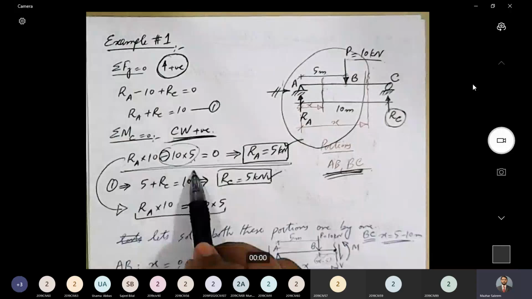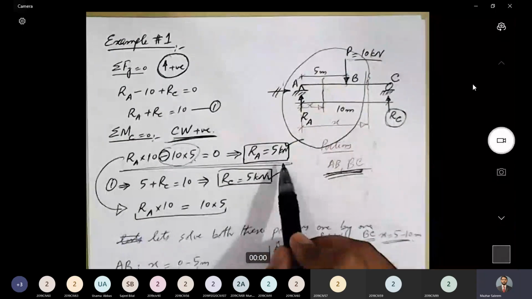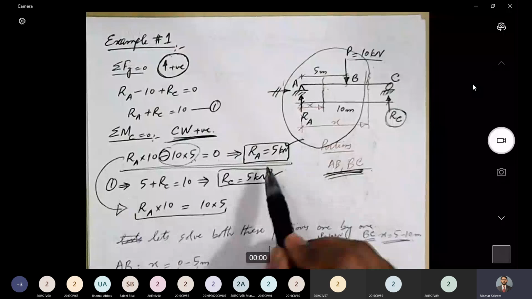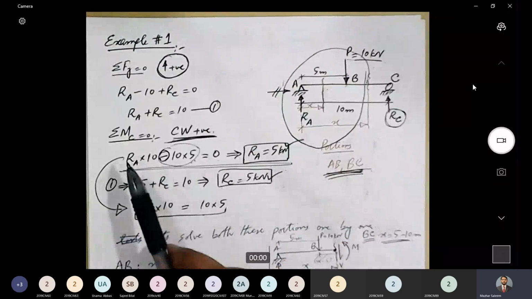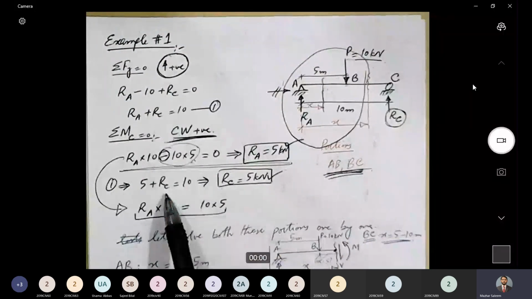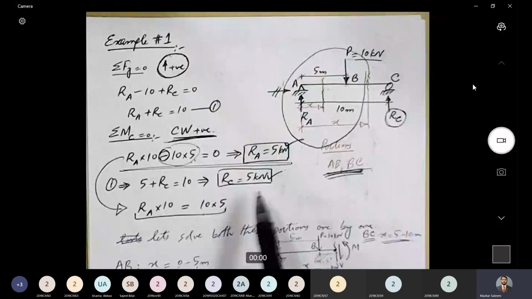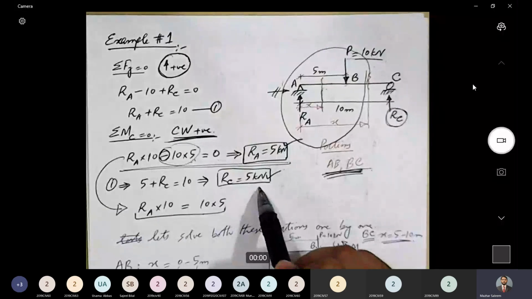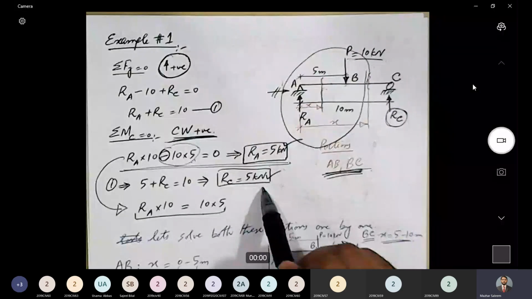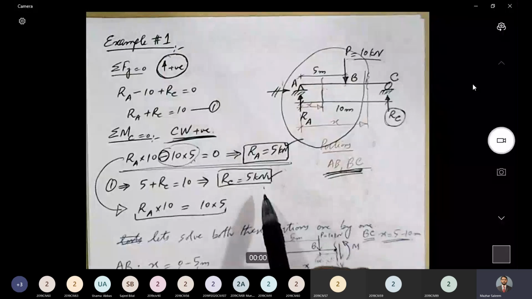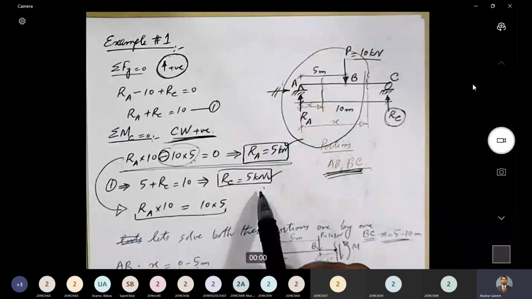So if we rearrange this equation, we get Ra is equal to 5 kilonewton. Next, if we put this value of Ra in equation number 1, we get Rc equal to 5 kilonewton as well. Now at this stage, we can try to verify whether our reactions are correct or not.